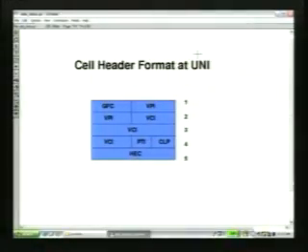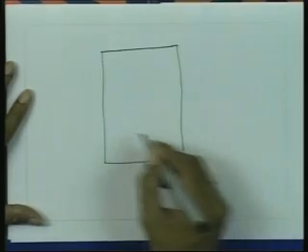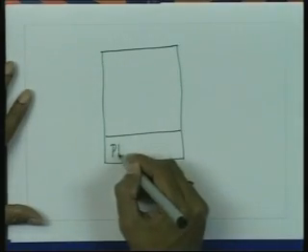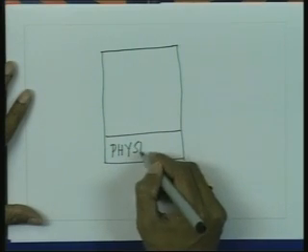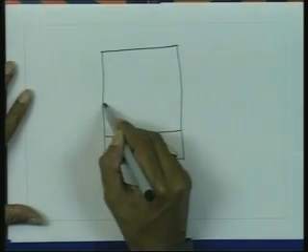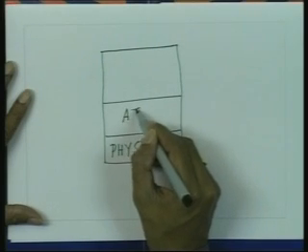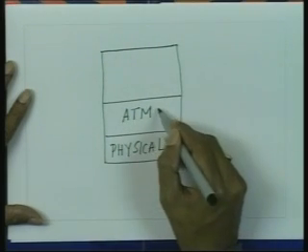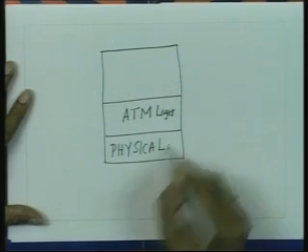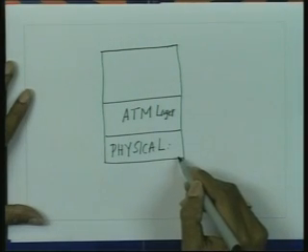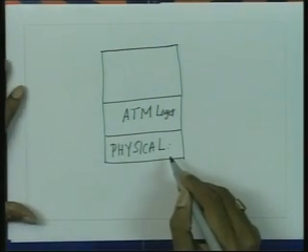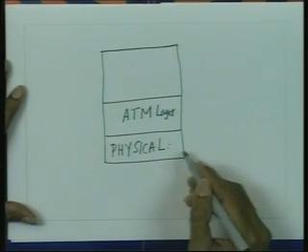Now as we have seen in ATM, let me just show how an ATM protocol stack will look like. If you look at the ATM protocol stack, then of course we have a physical layer, and we have the ATM layer. The physical layer essentially is media dependent. It could be copper or it could be optical fibers.